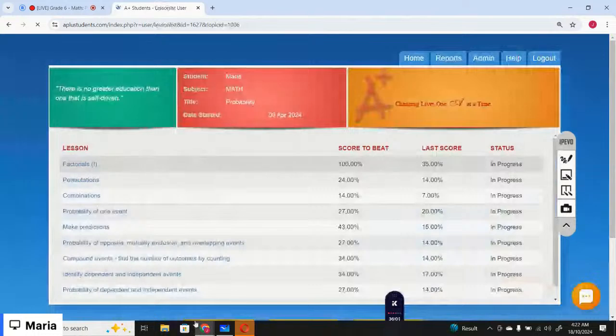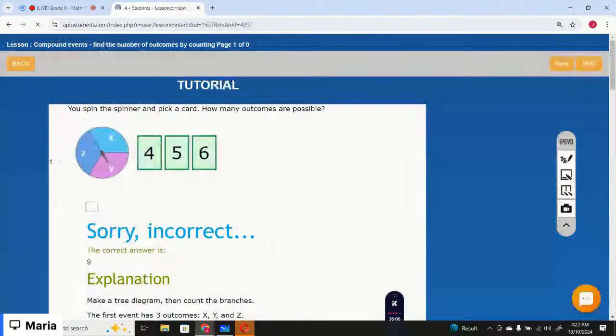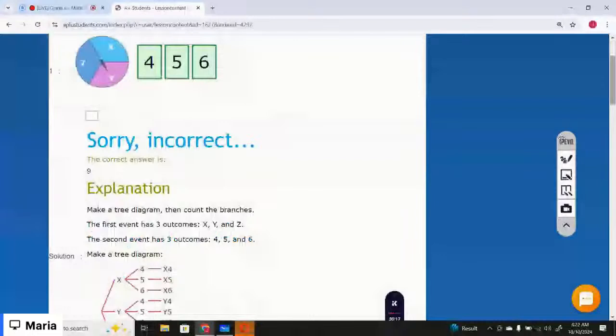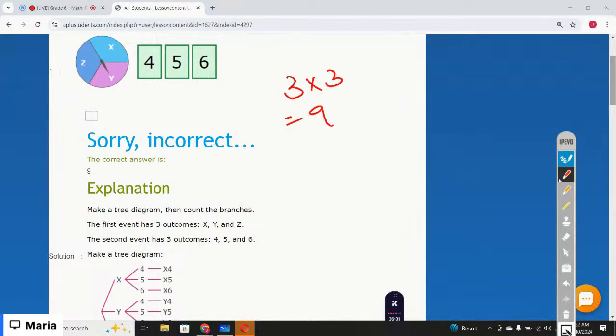Compound events. Find the number of outcomes. So the compound event means more than one event, right? To spin the spinner, how many outcomes are possible? So you need to see the two possible outcomes, right? You do three and three cards total outcomes. So you have to do 3 times 3, that is 9. So the total outcomes for this event is 9. Got it?